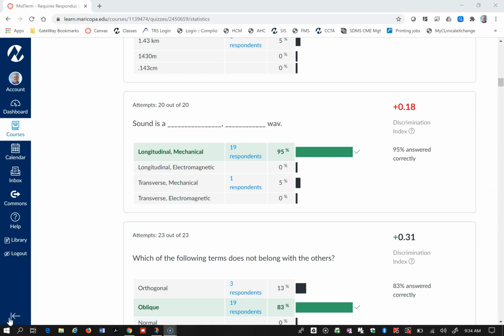Next question, sound is a blank wave. Sound is a longitudinal mechanical wave. That's a definition straight out of the book. So that is the answer to that.